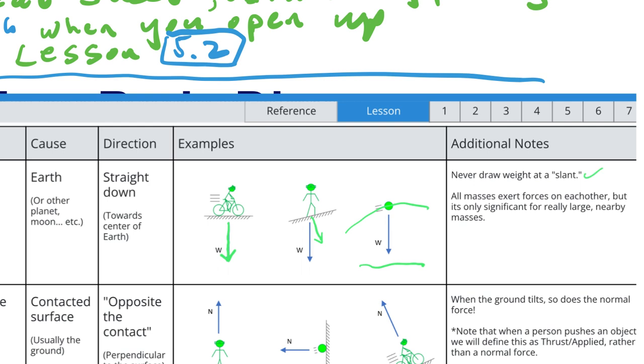All masses exert forces on each other, but it's only significant when an object is really large. You're applying a weight force on the person next to you, but it's so minimal because your mass is so small compared to the Earth. You have to be a huge object with a lot of mass to exert a gravitational force that can be measured. So we'll do that in another chapter.